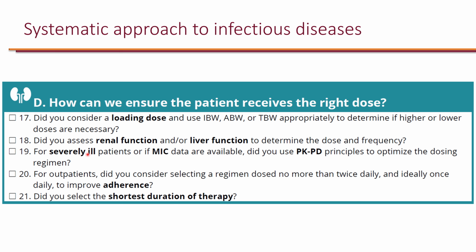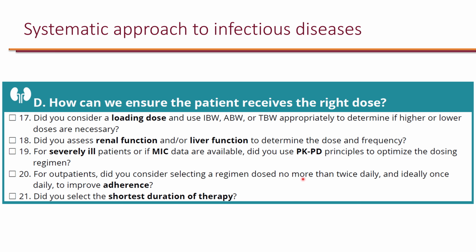And in severely ill patients, or any time that you have MIC data available, you want to optimize PK/PD. And I'll talk about what that means in a minute. For outpatients, you want to make sure you increase adherence. So in general, it's hard to improve adherence if you give the drug more than twice a day. Ideally, once a day is best for adherence, but twice a day sometimes is difficult to avoid.